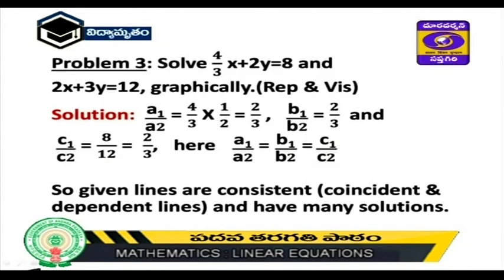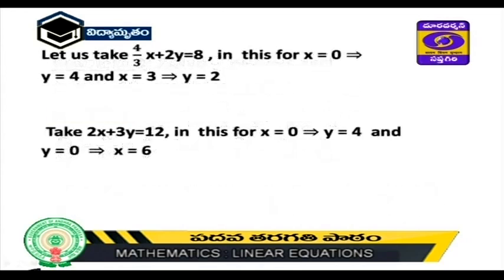Here 4 by 3 by 2, that means 4 by 3 into 1 by 2, that is 2 by 3, and b1 by b2 equal to 2 by 3 and c1 by c2 also 2 by 3. If these two coefficients are equal, then we will compare to another ratio, that is c1 by c2. If all these three are equal, here these lines are coincident lines. These lines have so many solutions. So any type of coincident lines have so many solutions.